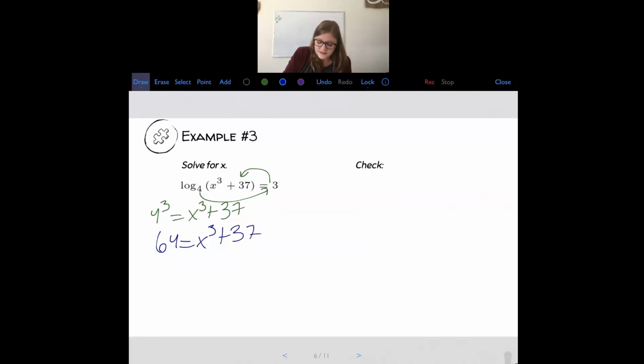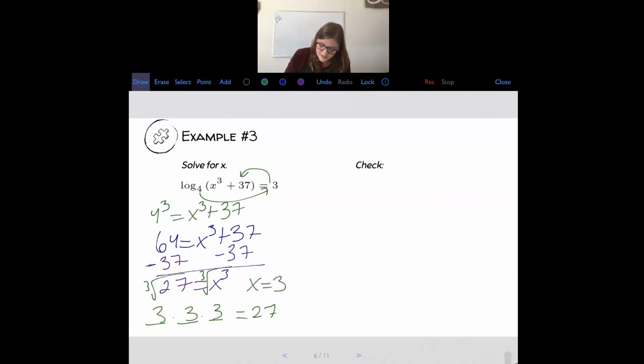Now we can solve this for x. We subtract 37 from both sides to get 27 is equal to x cubed, and we can take the cube root of both sides. When we take the cube root, we're looking for what number times itself 3 times is equal to 27, and the answer is 3. So we get x is equal to 3, and you can plug it in and check. The main thing, if we substitute 3 in, 3 cubed is 27 plus 37 is going to end up being positive.